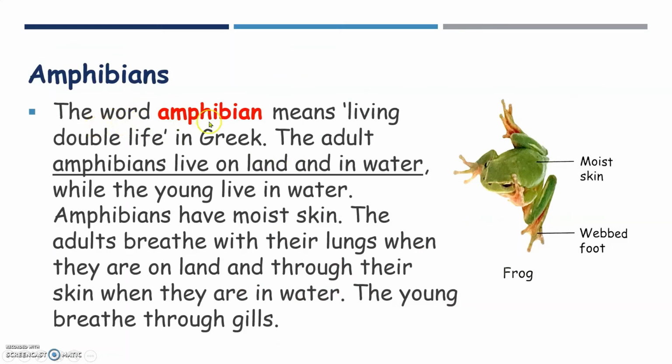These animals tend to be more active in warm environments. Amphibians. The word amphibian means living a double life in Greek. The adult amphibians live on land and in water, while the young live in water. Amphibians have moist skin. The adults breathe with their lungs when they are on land and through their skin when they are in water. The young breathe through gills.